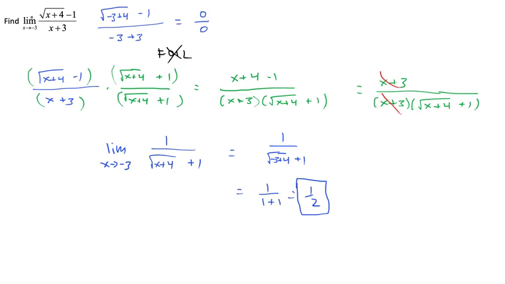So if you sketch this graph and you checked out what happens as x approaches negative 3, we would see that the y values get closer and closer to 1/2.